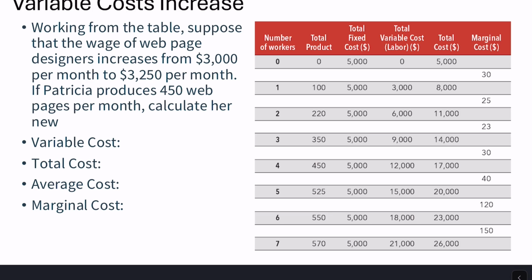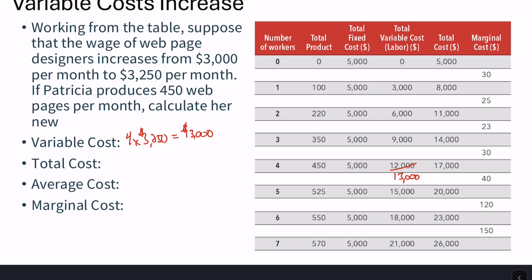Great. Okay, so what's changing is our wages go up. So our total variable cost here is going to be workers times $3,000. 2 times 3,000, 3 times 3,000, 4 times 3,000, 5 times 3,000. That's going to go up. So now we need to multiply by 3,250 for all those. We'll just need to do this one here. So 4 times 3,250 in wages for each worker times 4 workers. That will give us our variable cost of $13,000 for that line there.